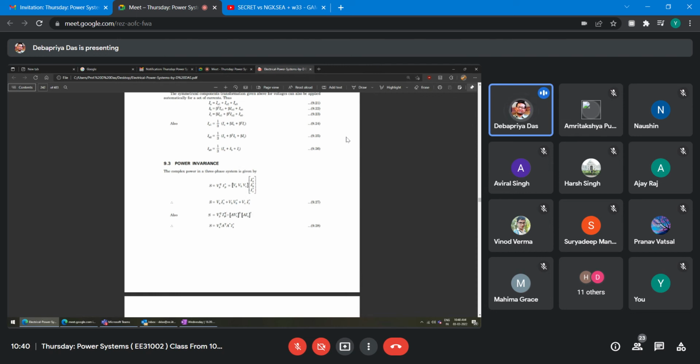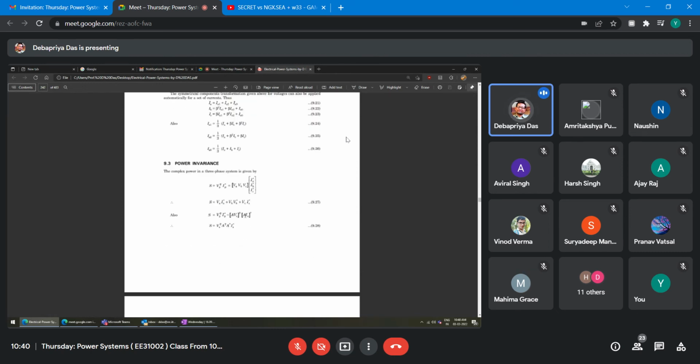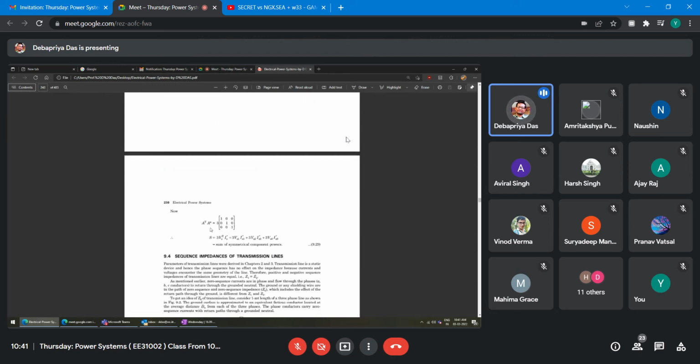This is one. But at the same time, Vp transpose is there. So Vp is equal to A into Vs, symmetrical component, then transpose, and Ip is the same thing, whatever we have seen. It is not written here, but same philosophy like your Vp. So Ip will be A Is conjugate. So it will be Vs transpose A transpose, and A conjugate Is conjugate, right? So A transpose A conjugate. If you multiply A transpose into A conjugate, it will be 3.